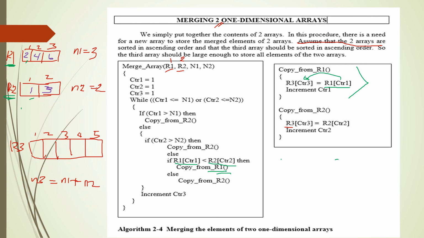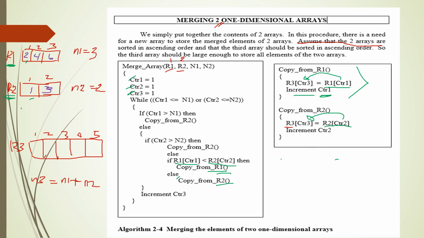If otherwise, so that means it will copy from R2. So, R2, yung nasa right side naman. R2 counter 2 will be assigned, the element of that one will be assigned to R3 counter 3. Okay? Now, as you have noticed, since we have copied it from array 1, therefore, counter 1 will be incremented. Okay? So, counter 1 for array 1, counter 2 for array 2, and counter 3 for array 3. Okay?